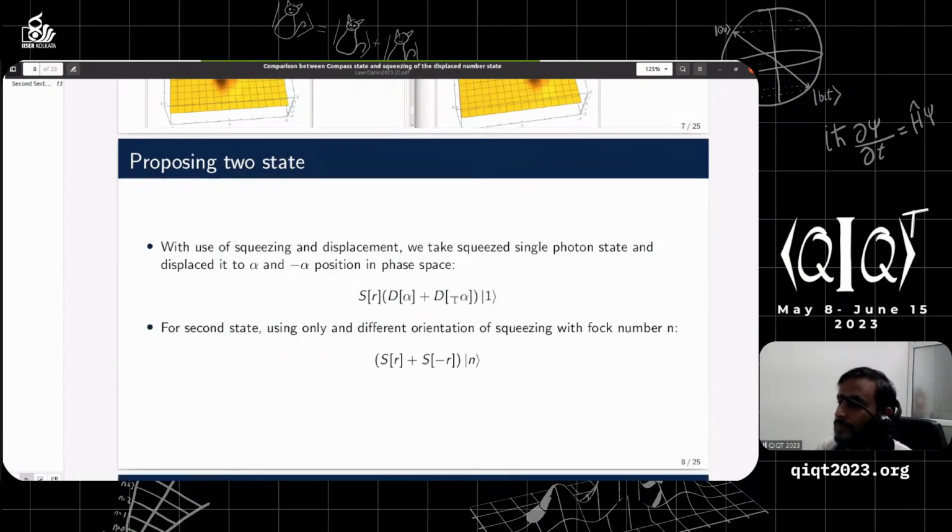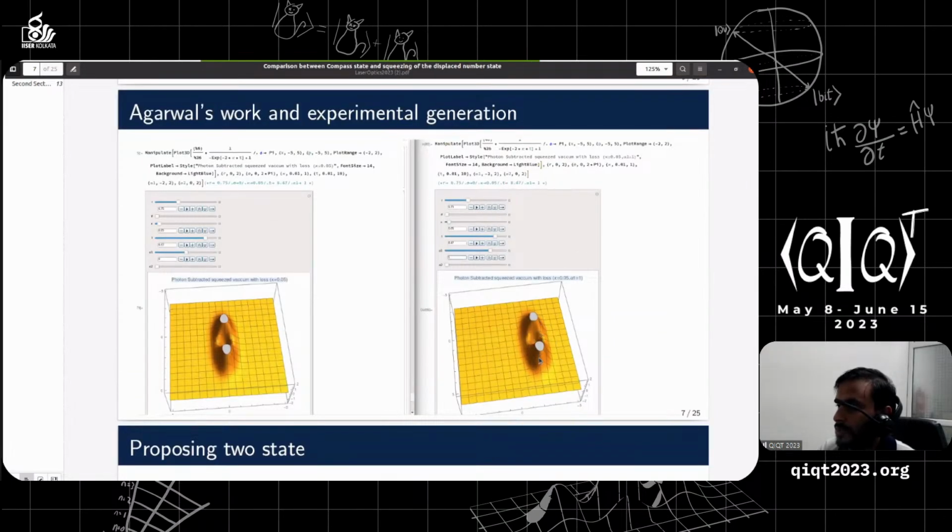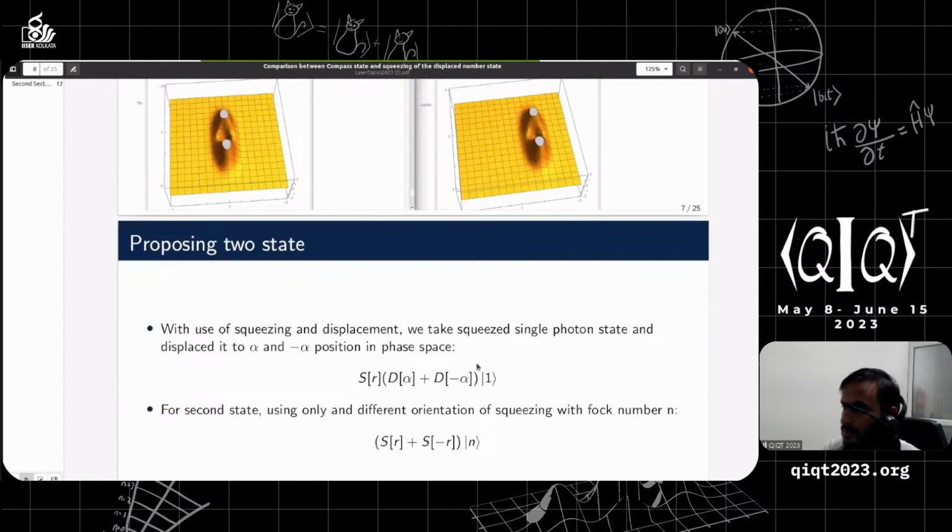So now say we have the cat state with D(alpha) plus D(minus alpha). If we now squeeze these two of the components with the application of the single photon state, it will again look like this on the plot on the right hand side. We will have the same cat state on the left hand side, and another cat state on the right hand side with some interference pattern in between. So this is the analogy for the first type of proposition for the comparison with the compass state.